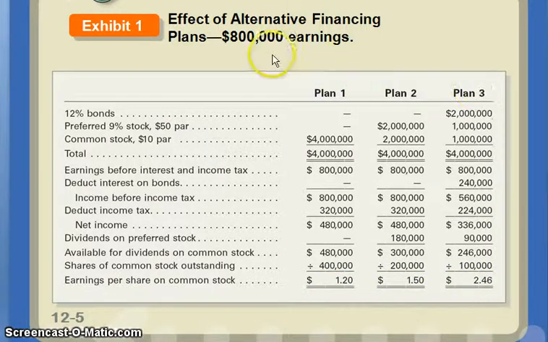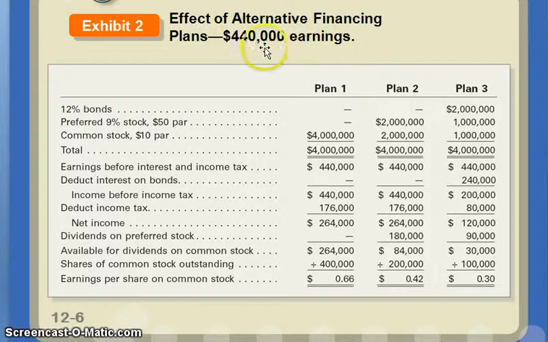Now this was all predicated on having $800,000 of pre-tax and pre-interest earnings. Now here's the thing: if you were to change that earnings number, say to $440,000. Okay, so you're starting off with a lower number to begin with. You're starting off the beginning calculations of $440,000, and you're doing all the same work you did before. What's going to happen is it's actually going to reverse our earnings per share number. Earnings per share is going to be much higher under Plan 1, where you had issued only common stock, and it's going to be much lower over here under Plan 3, where you issued bonds, preferred, and common stock.